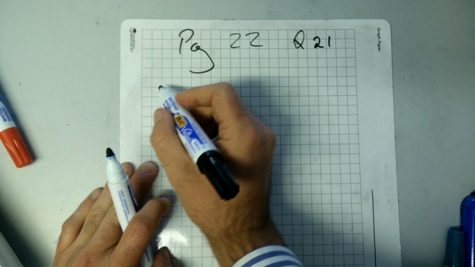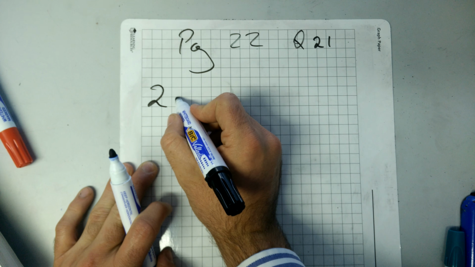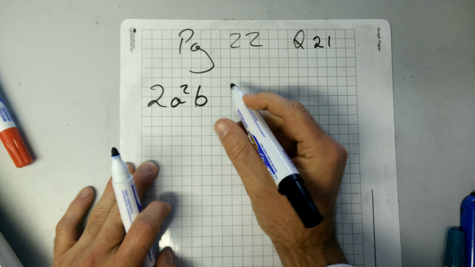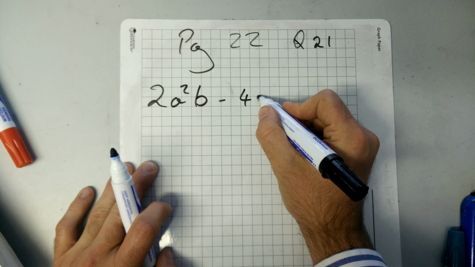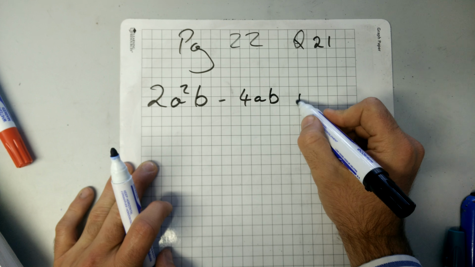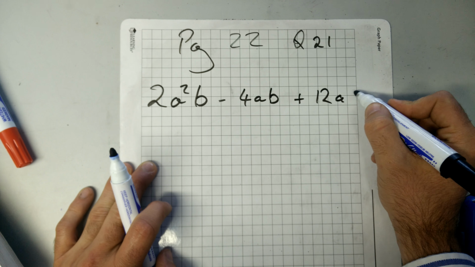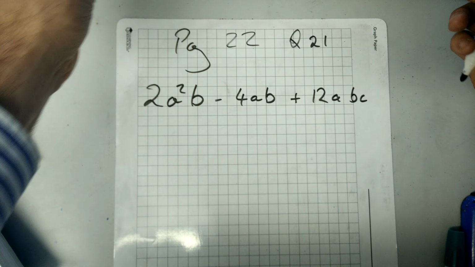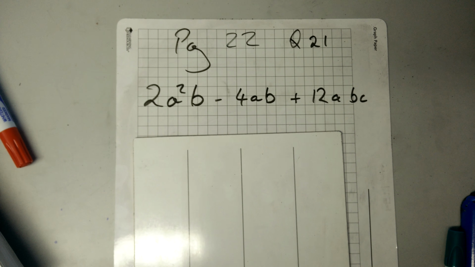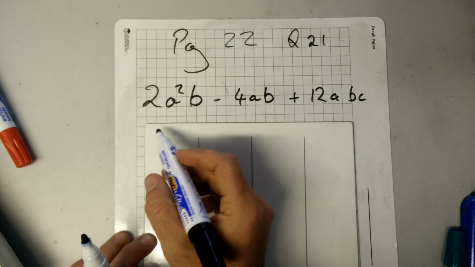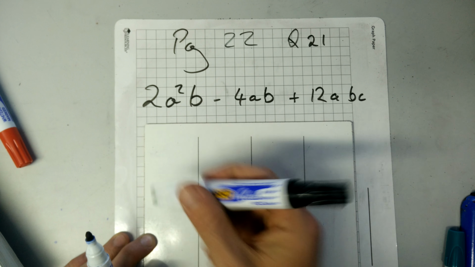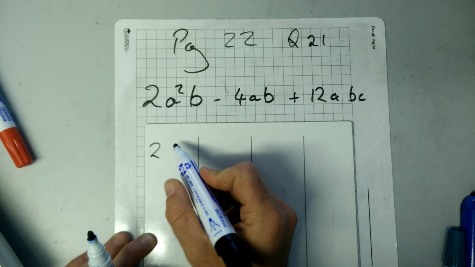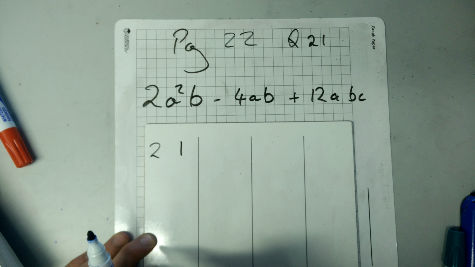Okay, question 21 is written like this: 2a squared b minus 4ab plus 12abc. Now we're going to continue using rough work until we get a little bit more confident with these. So I'll just use this as my rough work section. Now, I look at 2a squared b and I'm thinking, what are the factors of 2a squared b? Well, it's 2 by 1.